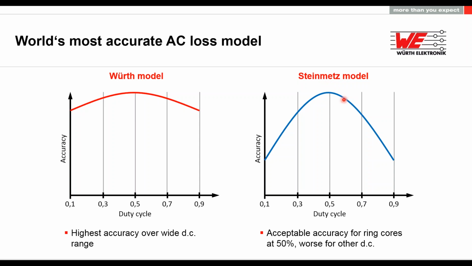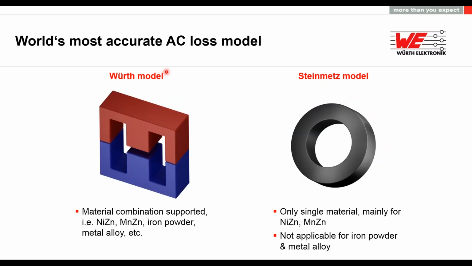The Würth model also considers different core materials like nickel zinc or manganese zinc. Also it considers different alloys of magnetic materials like metal alloys or iron powder, whereas the existing Steinmetz model only measures a single material, mainly manganese zinc and nickel zinc, and is not much applicable for iron powder and metal alloys.